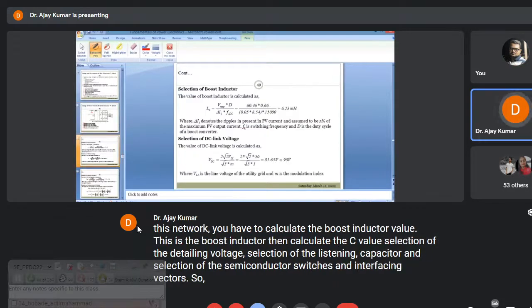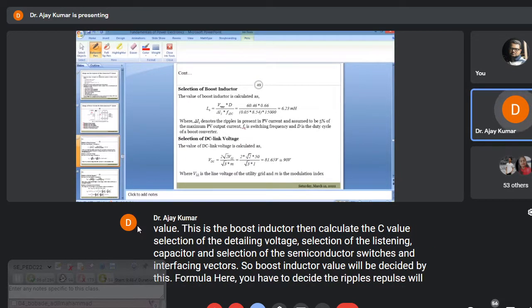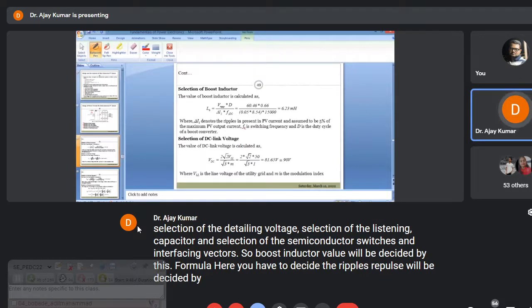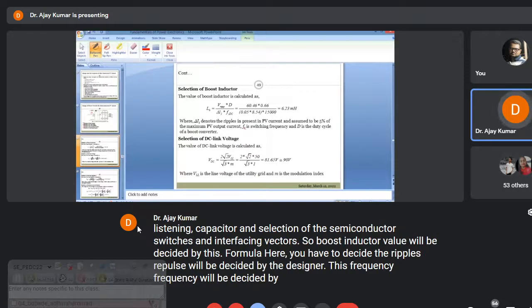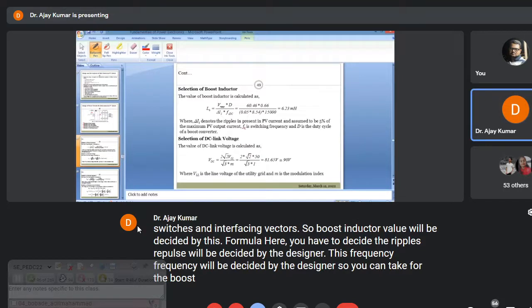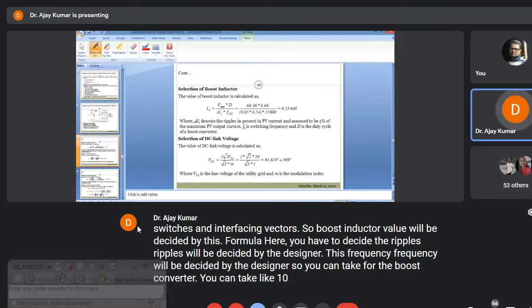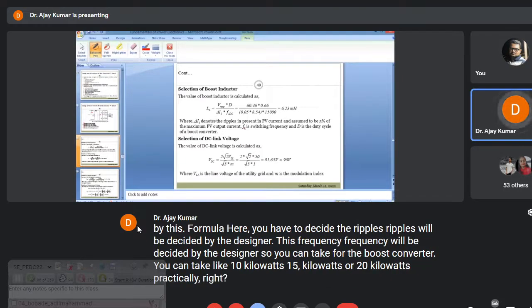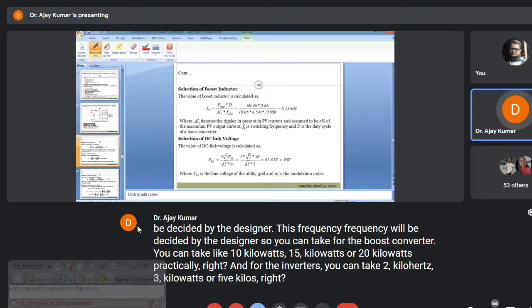So the boost inductor value will be decided by this formula. Here you have to decide the ripples. Ripples will be decided by the designer. This frequency will be decided by the designer. So for the boost converter, you can take practically 10 kilohertz, 15 kilohertz or 20 kilohertz, right? And for the inverters, you can take 2 kilohertz, 3 kilohertz or 5 kilohertz, right? This way you can select the frequency.